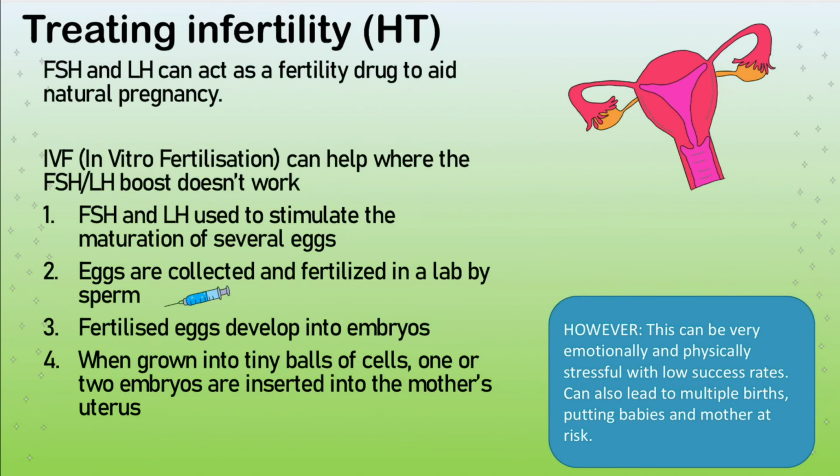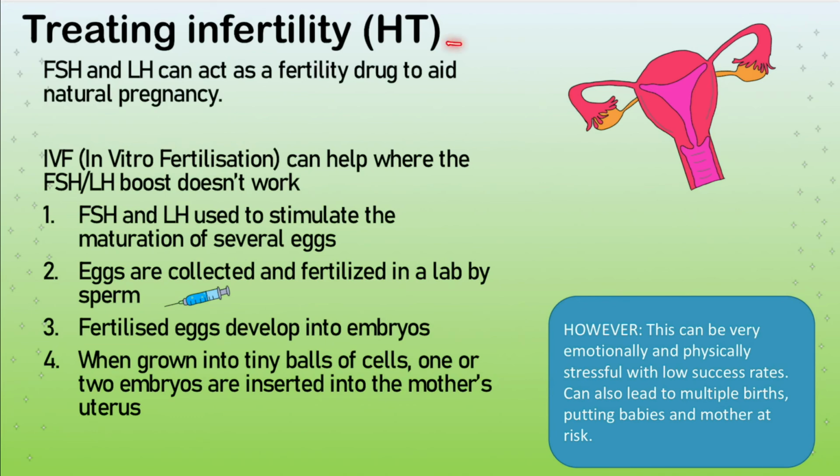When we need to look at the last section here, we're looking at treating fertility. We need to remember that this is higher tier only. So if you're doing foundation, you don't need to worry about it. But in this, we're looking at how we can help fertility of people who are struggling to have children for whatever reason. Now, the two methods we need to know here, one is just how we can use hormones to help, and the second is a method using IVF to try and get a female pregnant.